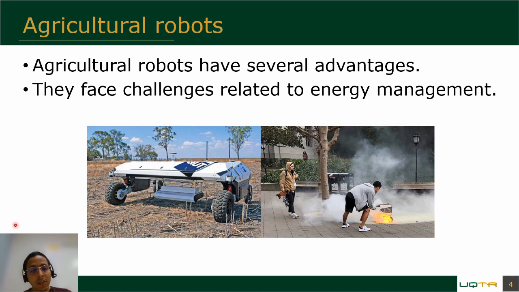Also, we want to avoid over-discharge and overcharge because we don't want to reduce the battery lifetime. An overcharge situation or bad battery management could lead to a fire that could be terrible for crops.